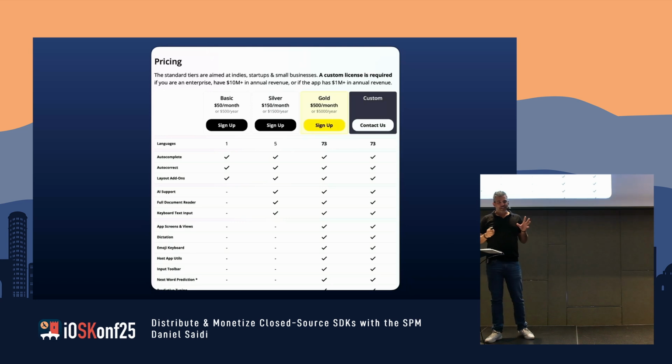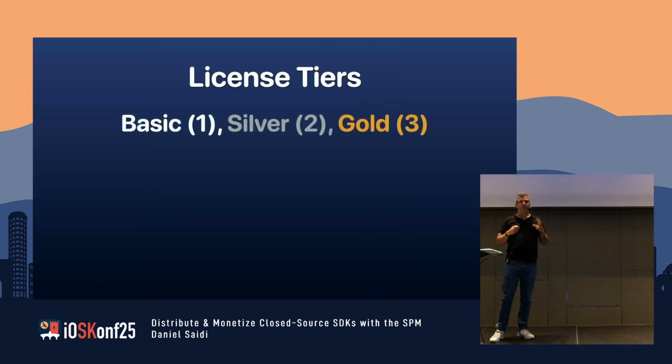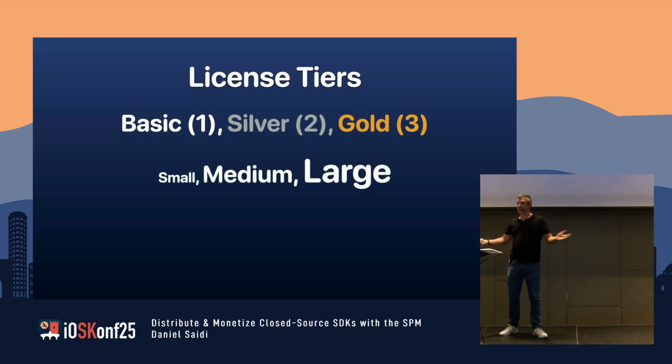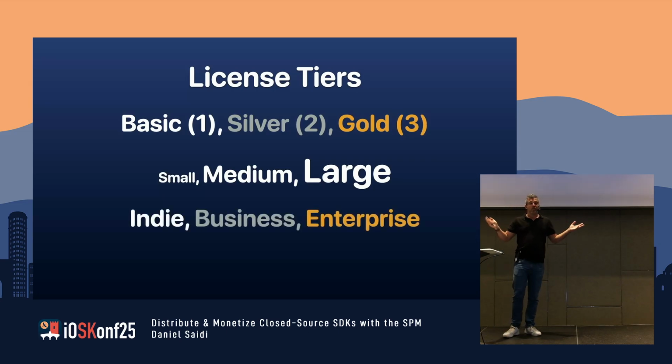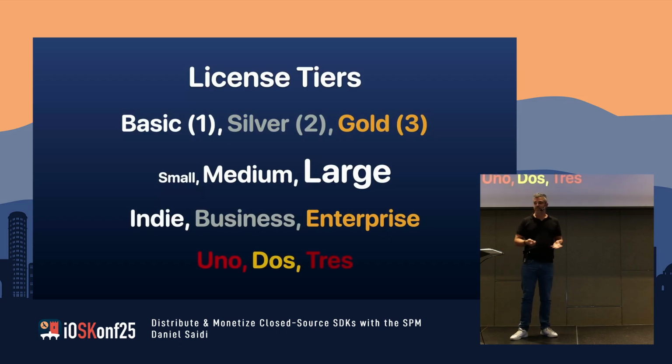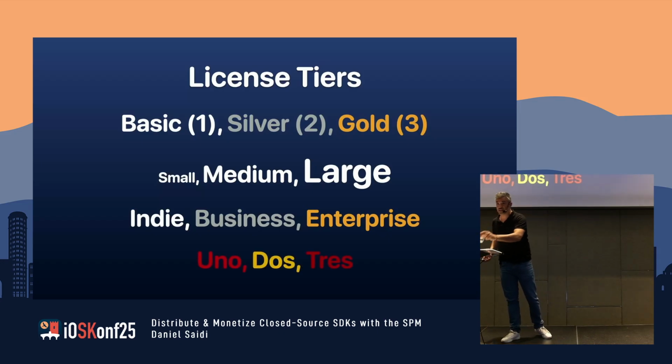But in code, a license tier basically just converts to a number. So the basic tier is 1, the silver tier is 2, the gold tier is 3. You can call it whatever you want. You should pick a name that resonates with your potential customers. So you can call it small, medium, large, depending on how much they can use it, right? It's to talk volume. You can use indie, business, enterprise to target different audiences. You can call it uno, dos, tres if you feel adventurous to communicate in Spanish.